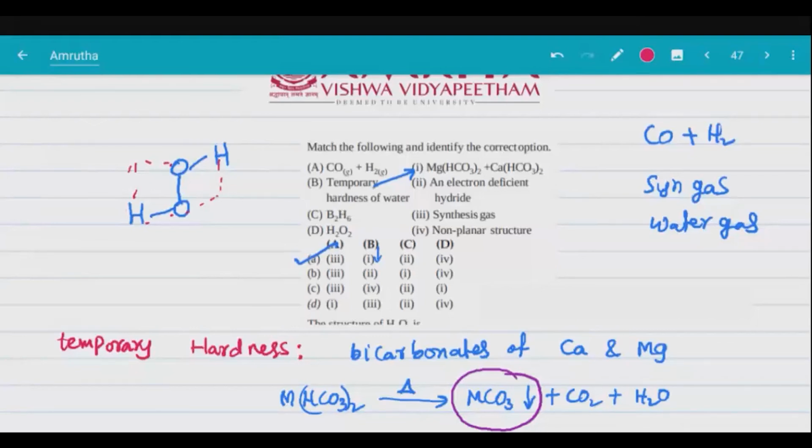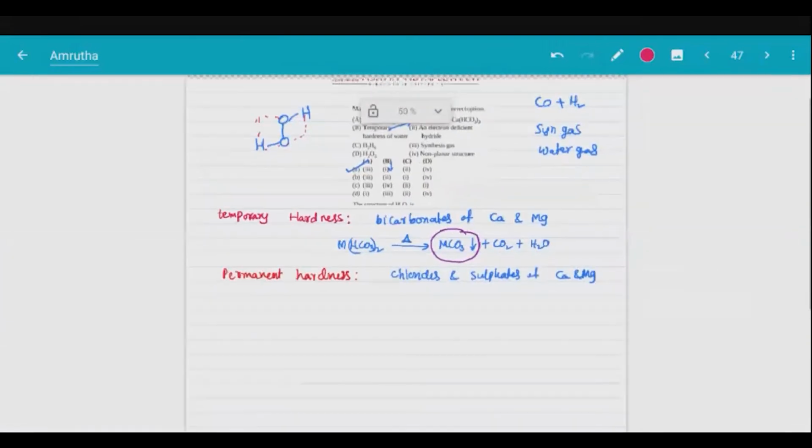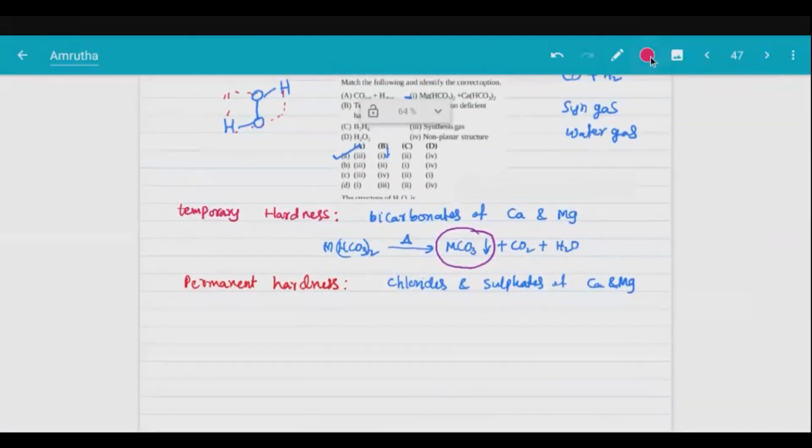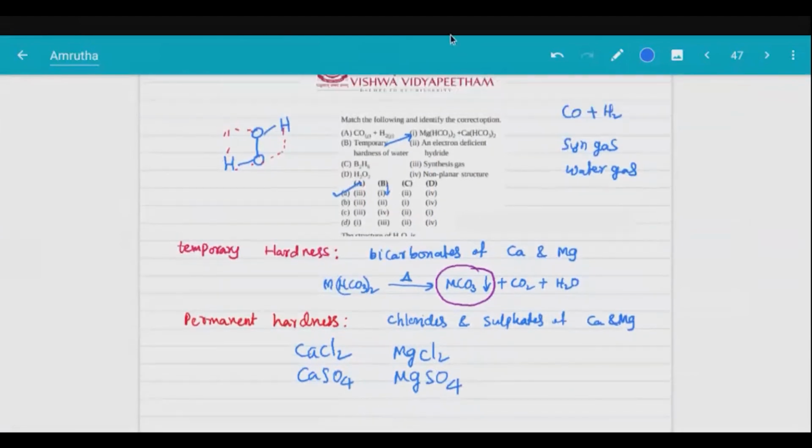Permanent hardness notes. Achha. Okay. See this. Chlorides and sulfates of calcium and magnesium. If calcium chloride, calcium sulfate, magnesium chloride or magnesium sulfate is present, these will cause permanent hardness. You can't remove it by just heating. Acha, how is permanent hardness removed?